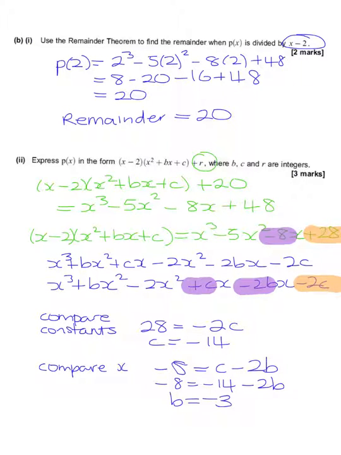Finally, we can put all of the information back into the required form to get x minus 2, x squared minus 3x minus 14.